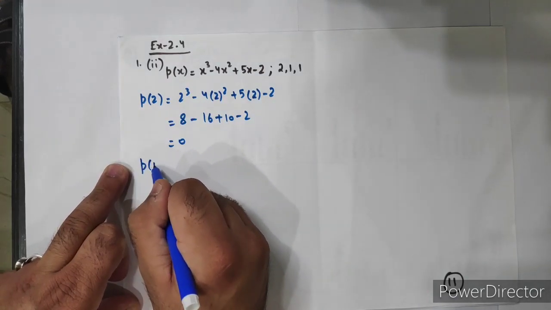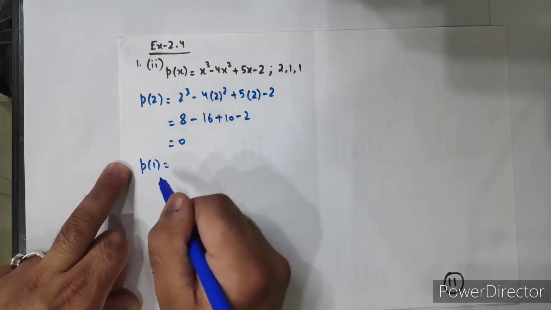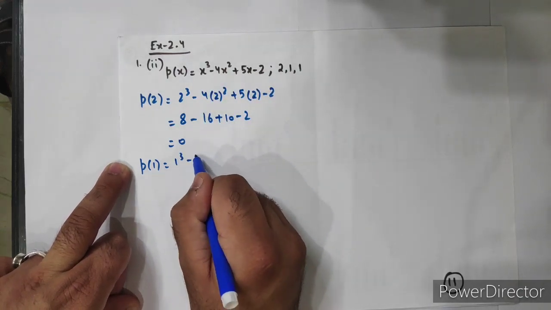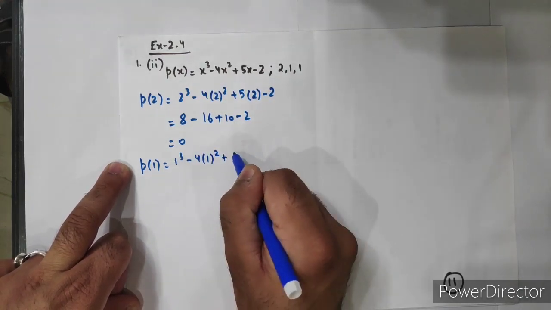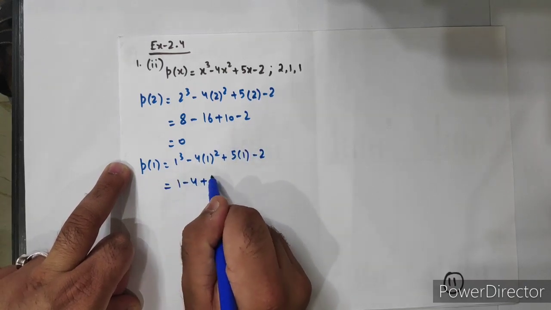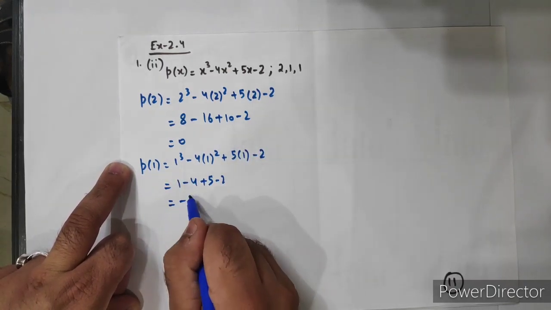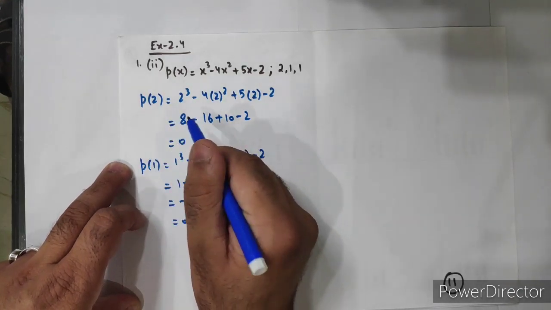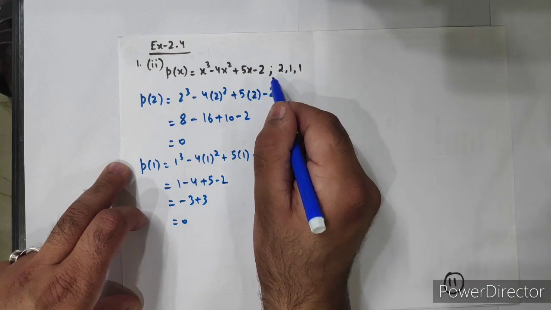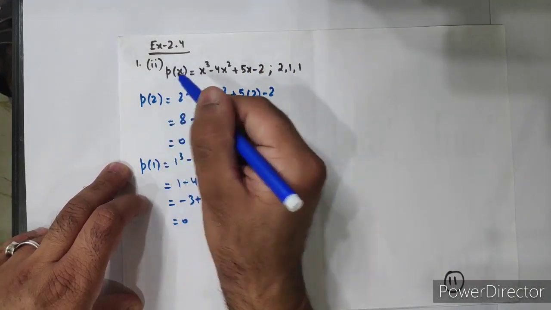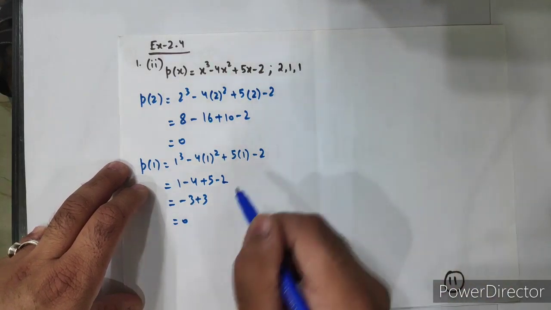Similarly, you can find p(1). Now both these zeros are the same, so we just need to find one of them. So p(1) will be 1 cube minus 4 into 1 square plus 5 into 1 minus 2. Again, 1 minus 4 plus 5 minus 2 is coming out to be 0. So it means that 2, 1, 1, all these are the zeros of this polynomial p(x). Now we need to verify the relationship.